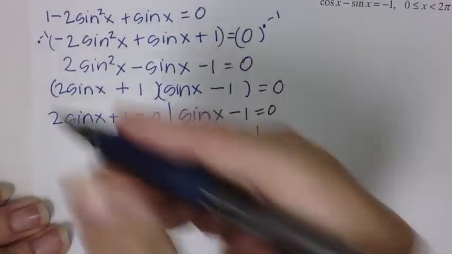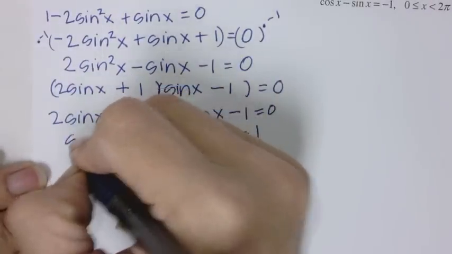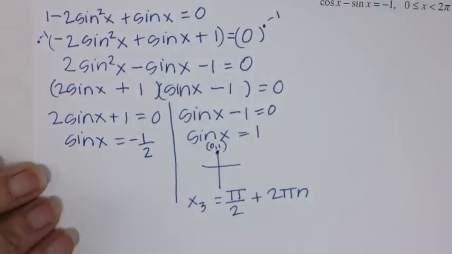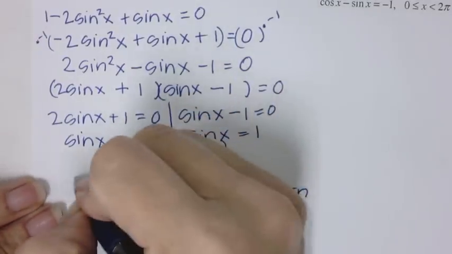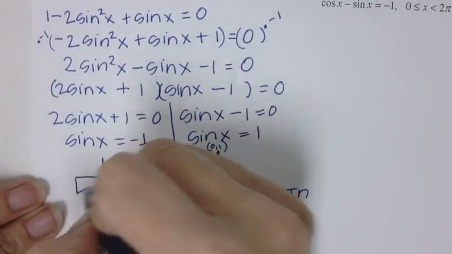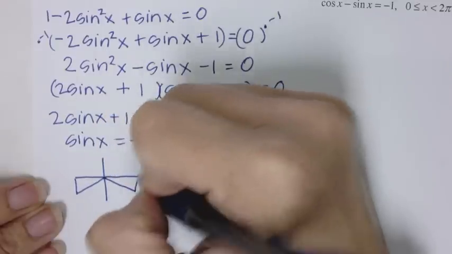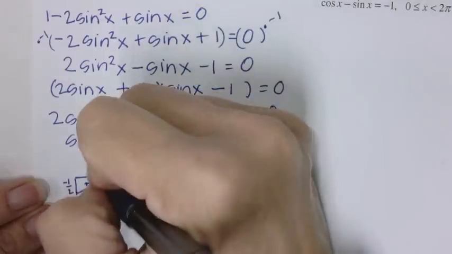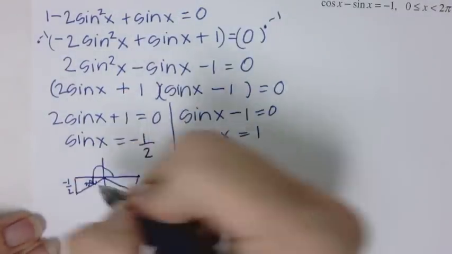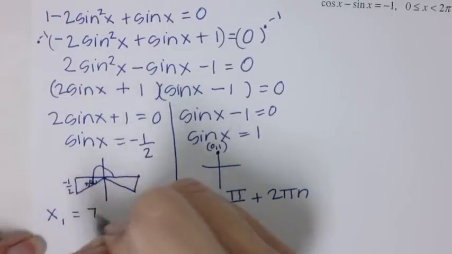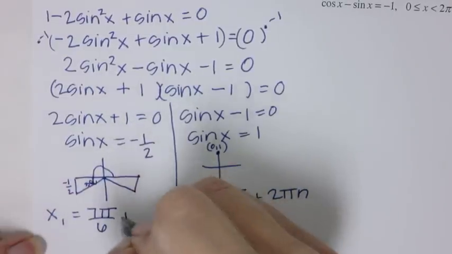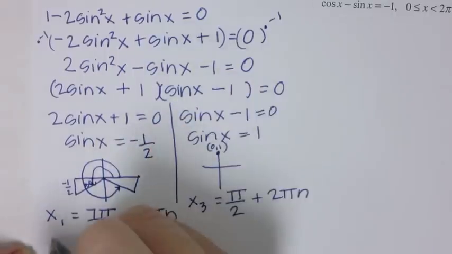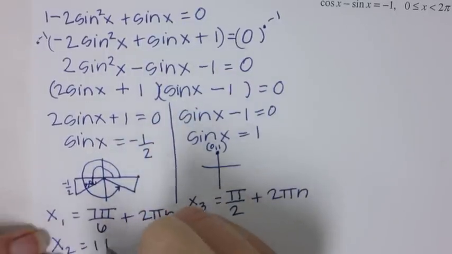This one right here is going to be the sine of x equals -1/2 when I subtract that 1 over and divide by 2. That means the height of my triangle is -1/2, which means that's a 30-degree reference angle, or pi over 6. So the one that gets me there is 7 pi over 6, and the one that gets me here is going to be 11 pi over 6.